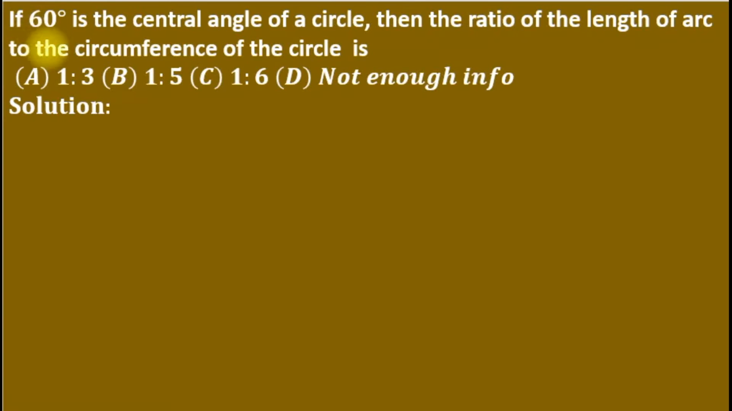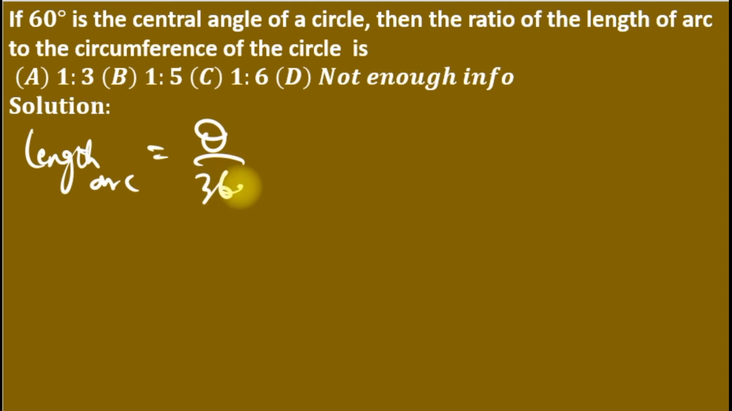We are asked, if 60 degrees is the central angle of a circle, then the ratio of the length of arc to the circumference of a circle is dash. So do you remember the formula that length of arc is always theta, the central angle, over 360 times 2 pi r? Do you remember?